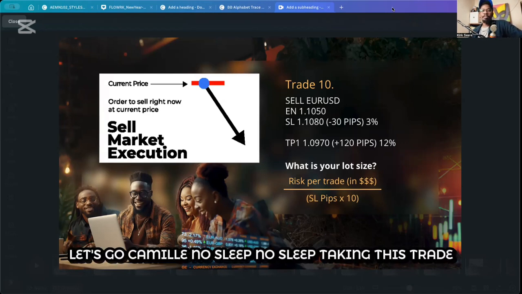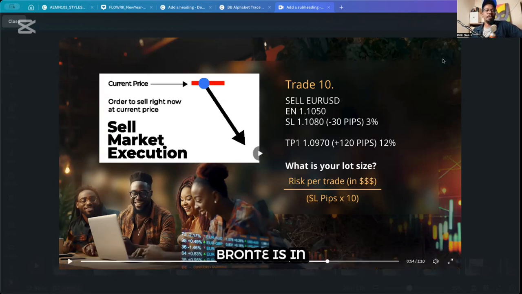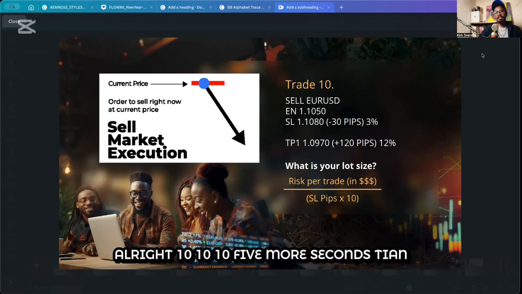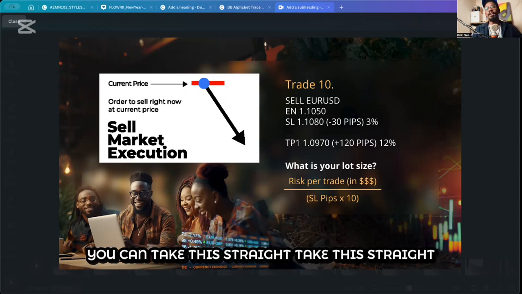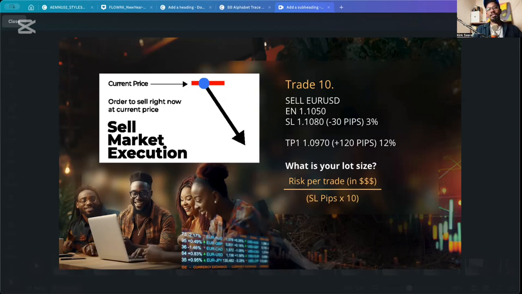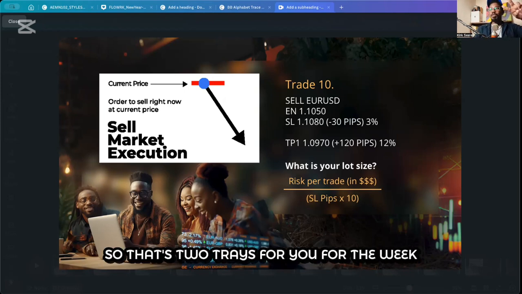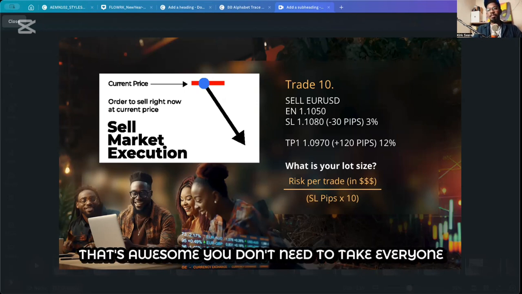Let's go, Camille. Don't sleep. I'm taking this trade. Ronte is in. All right, 5 more seconds. Tion, you can take this trade. Just take it. Awesome. So that's 2 trades for you for the week. That's good stuff. You don't need to take every one.